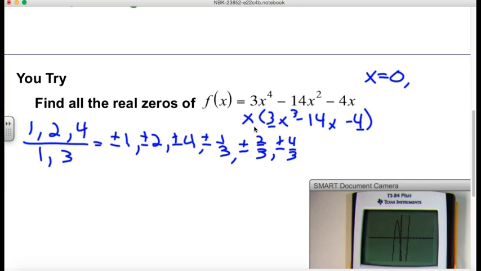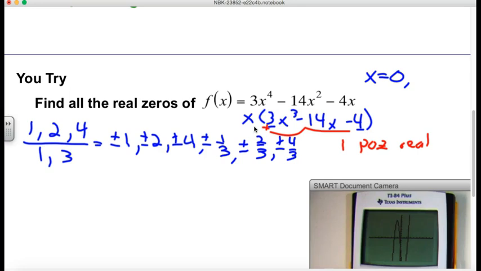Looks like it crosses the x-axis at -2. So that's probably one of the first things we should try. Let's figure out how many possible positive zeros we have. It starts as a positive value, then it changes signs once. So we know we're going to have one positive real zero.